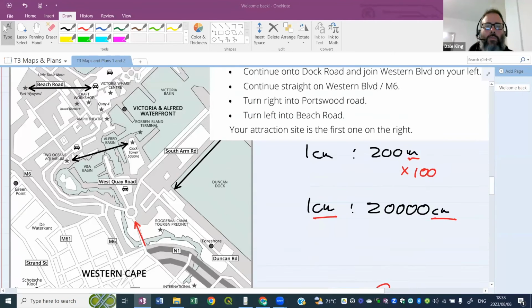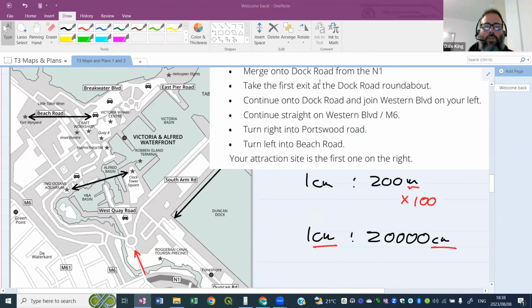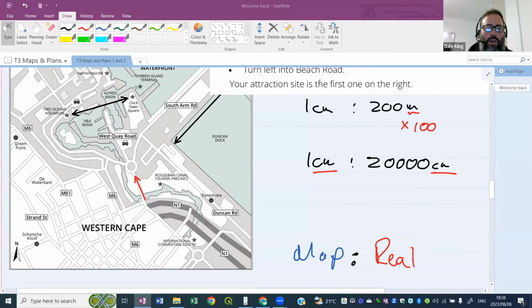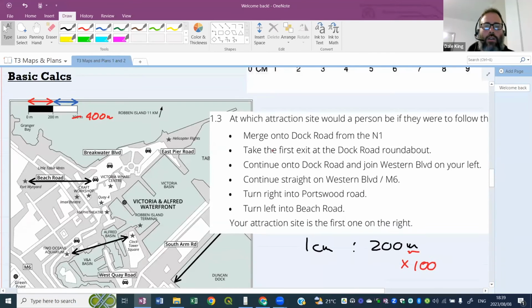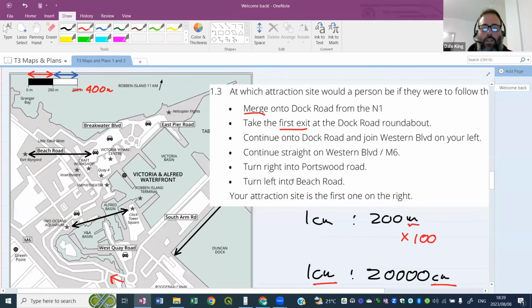And then they say, take the first exit at the Dock Road roundabout. So there is a roundabout here, okay? And they say take the first exit. Now the first exit, if you're traveling and you're going left, always in a roundabout, go clockwise like this, then the first exit you will take is this one here. All right, so I think that's where we're going, okay? But look at the words that they use. They use words like merge and first exit, all right? Just try and remember how they explain these directions.